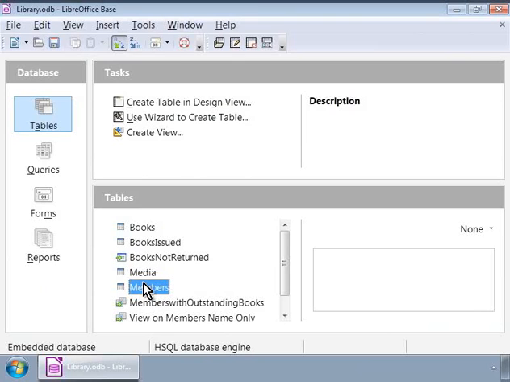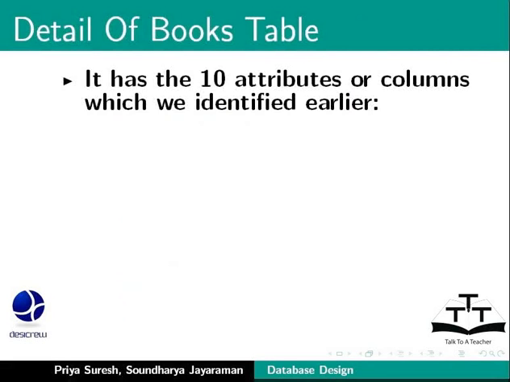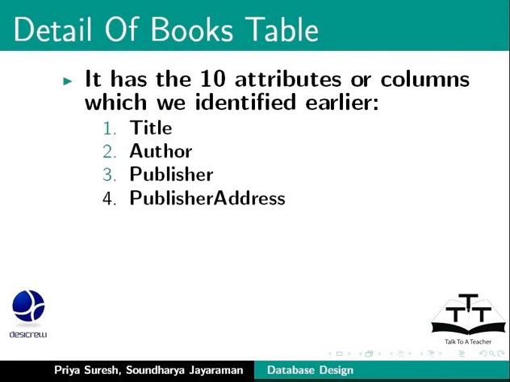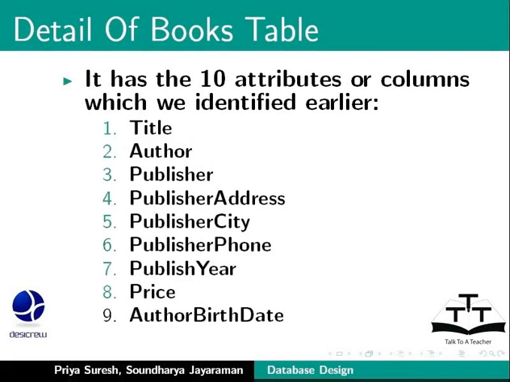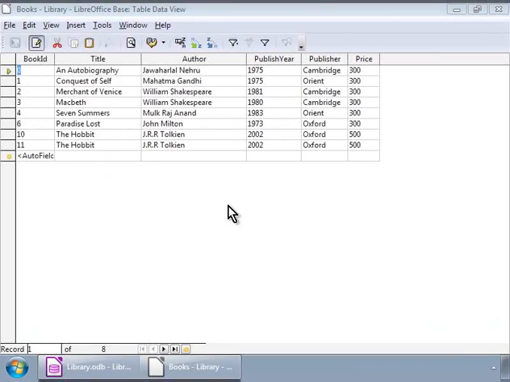Let us now look at the books table in detail. It has the 10 attributes or columns which we defined earlier: title, author, publisher, publisher address, publisher city, publisher phone, publish year, price, author birth date, and author country. Now, let us see how data is displayed in this table. Notice that each row or record contains information about the book, its author, and its publisher.